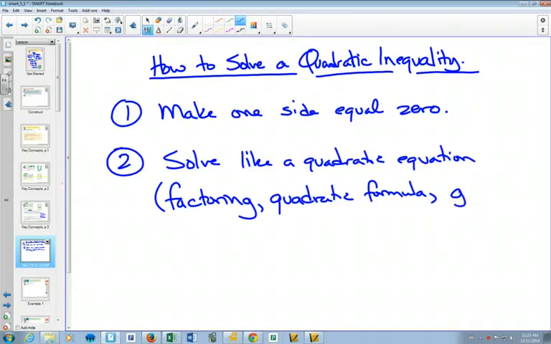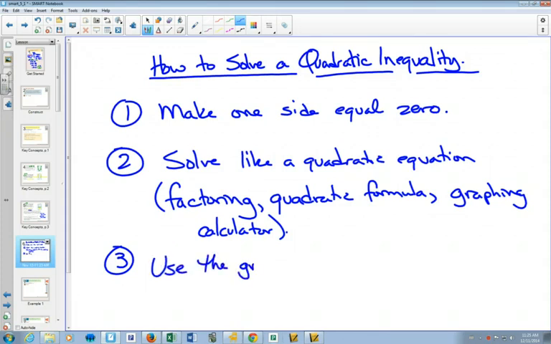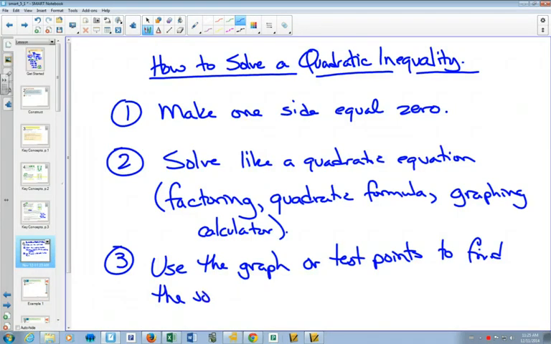And sometimes graphing calculator. So that's a review of chapter 3. Solve it like a quadratic equation. Then we're going to use chapter 4. We're either going to use the graph, which is from chapter 4, or something I'll call test points. To find the solution.